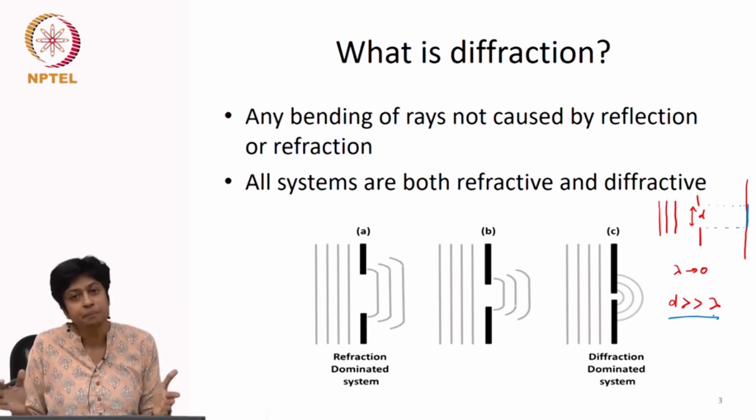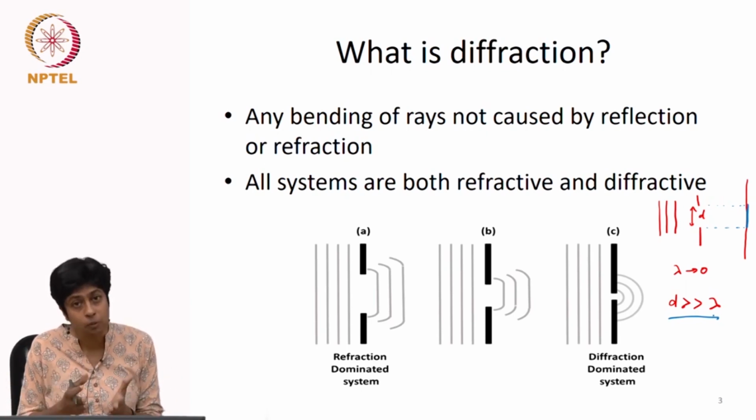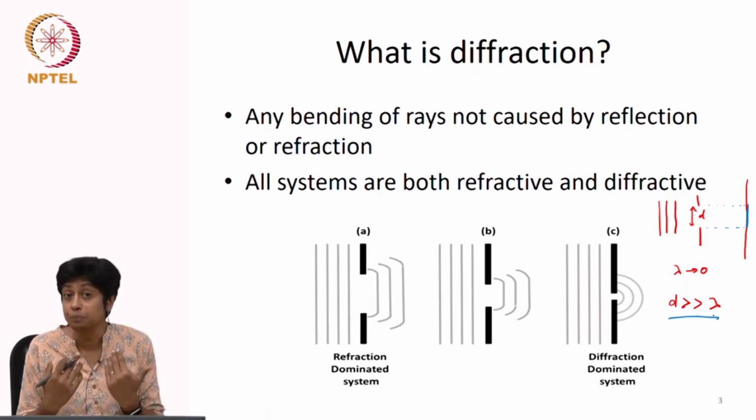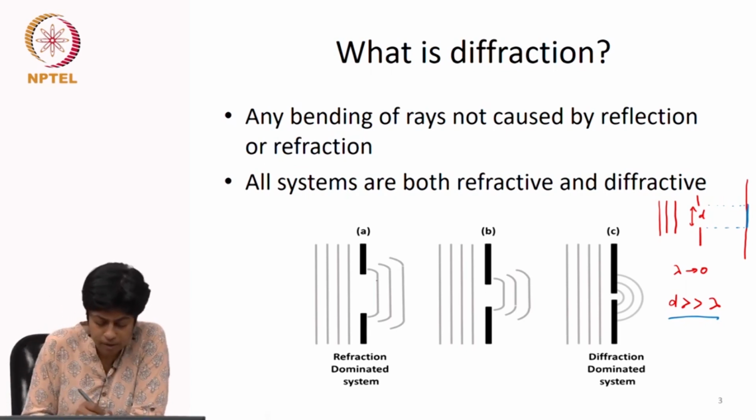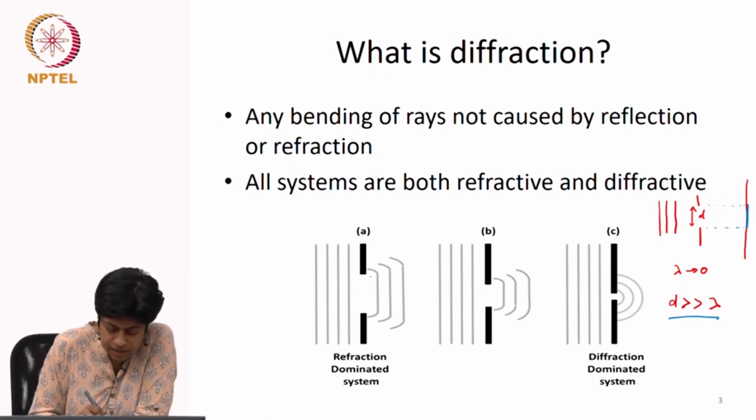But the moment the aperture starts getting smaller and smaller, and in fact starts approaching the size of the wavelength, you start seeing light in regions beyond. So in this first example, most of the light lies in this region.